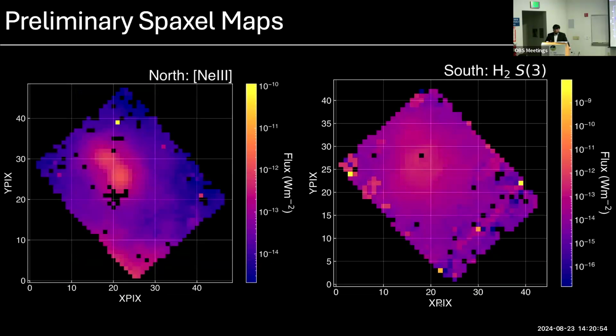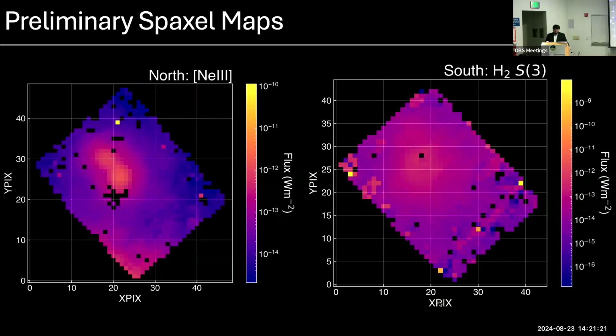Now, that's a very broad approach at looking at the morphology of the galaxy, but we can get a lot more granular by virtue of the fact that we have the IFS data. And so these are preliminary spaxel maps. This is of the neon 3 line within the northern nucleus, and this is of the S3 molecular hydrogen line within the southern nucleus. And initially, everything here seems normal. There doesn't seem to be anything all too peculiar. And this is because we're looking at the flux values for both of these lines.